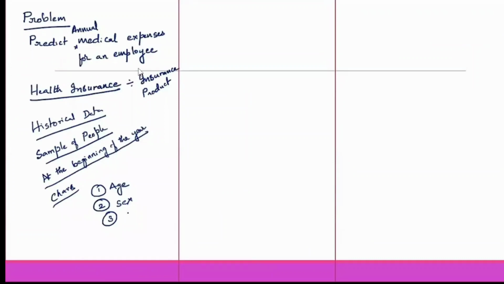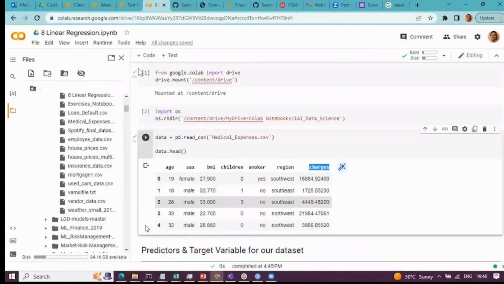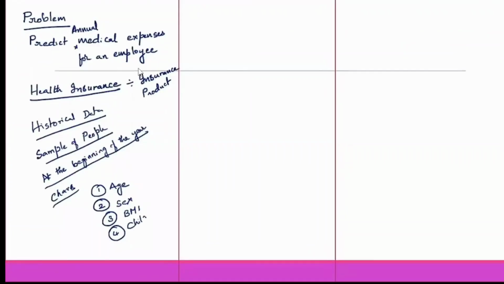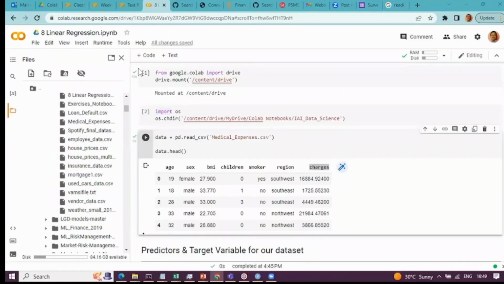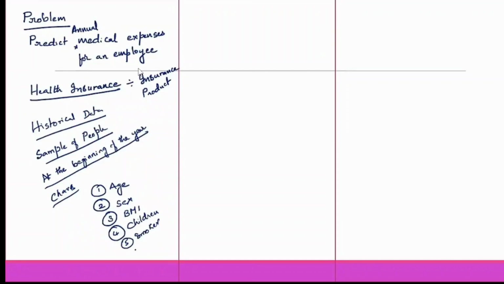These are all available at the beginning of the year. How many children that particular employee has. This is also known. Whether that employee is a smoker or not, and possibly what kind of region he belongs to. So there could be many more, depending on the subject matter expert discussion. They might give me many more variables regarding this particular employee, which might influence the medical expenses.